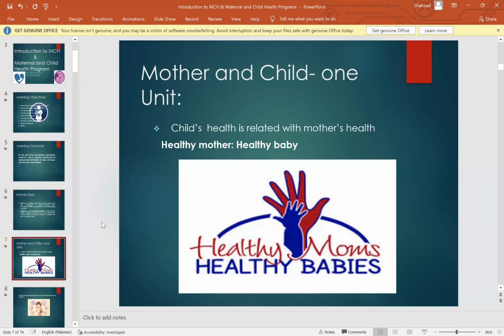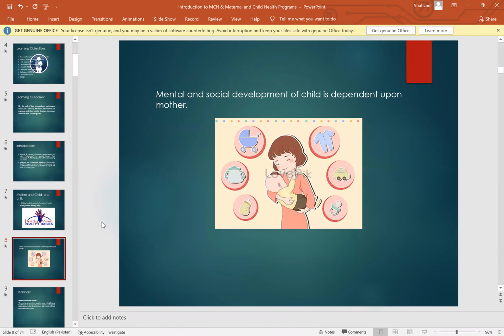Mother and child, one unit. Child health is related to mother's health. Healthy mothers lead to healthy babies. Mental and social development of the child is dependent upon the mother in every aspect.